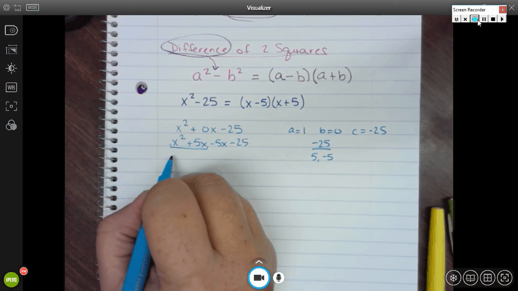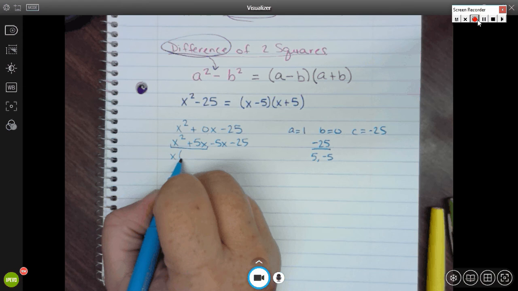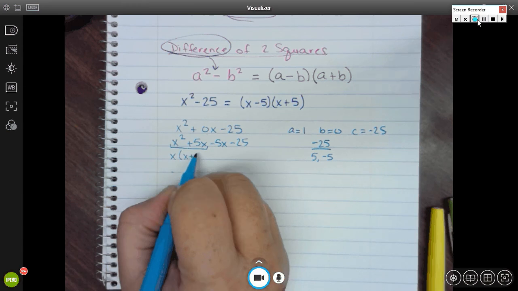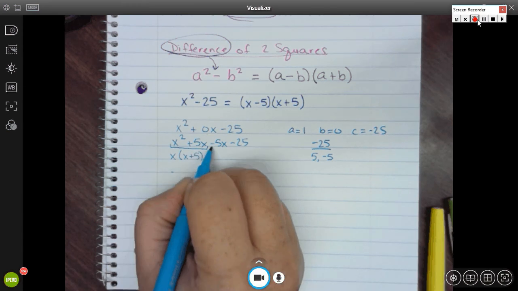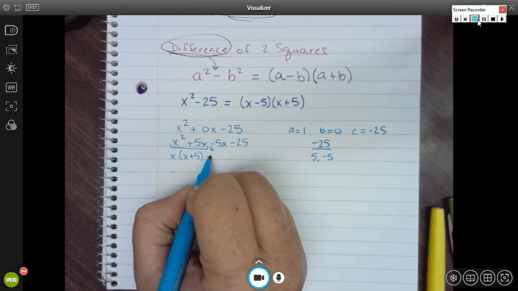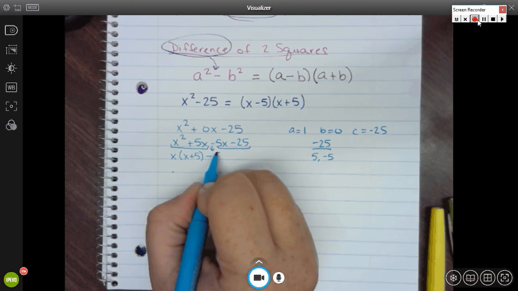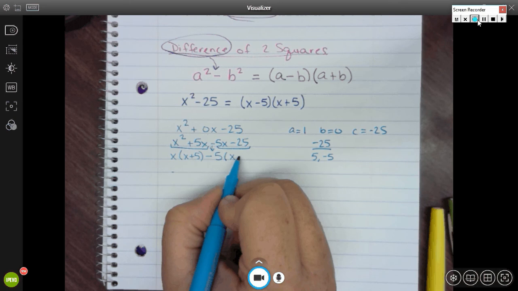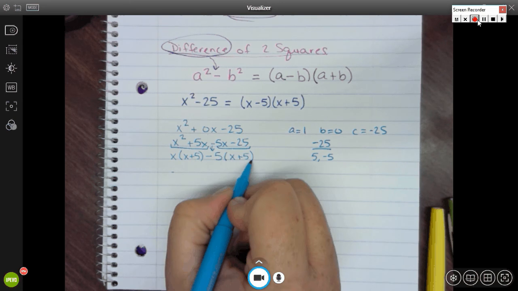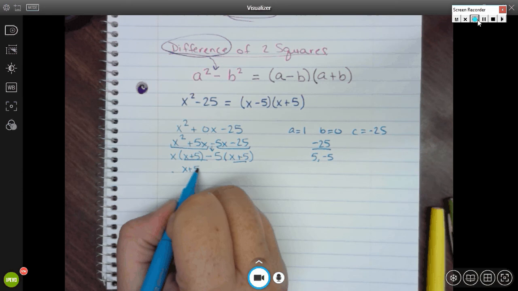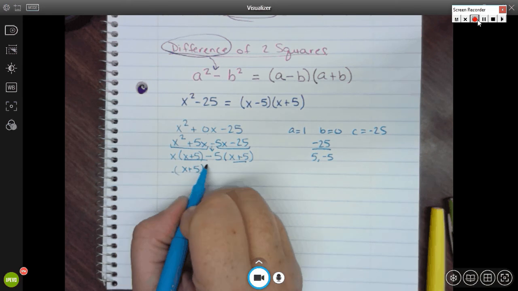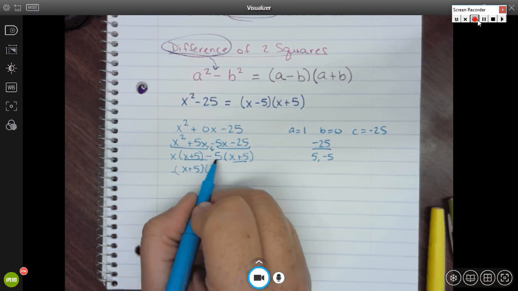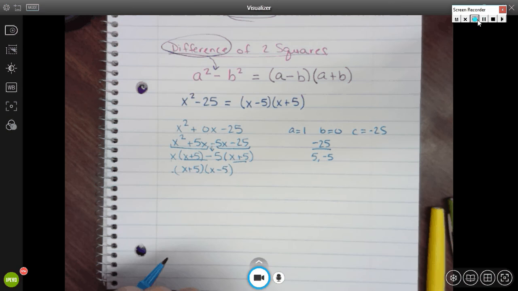GCF here would be x, and it would leave me with x plus 5. Keep that middle sign. GCF here would be 5. Again, because it's minus, change that last sign. And look, that leaves me with x minus 5. Okay? Quick and easy. Difference of two squares.